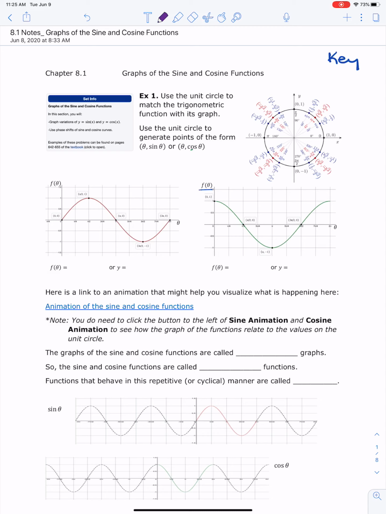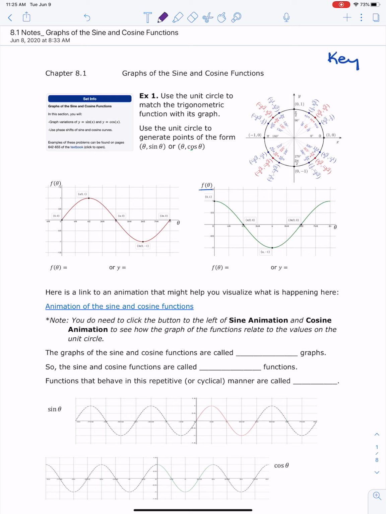Okay, this is the section 8.1 notes, graph of the sine and cosine functions. You'll notice that when we talked about the unit circle, we created these ordered pairs with cosine and sine based on a given angle. So we've defined a point with two parts that change based on the size of the angle.